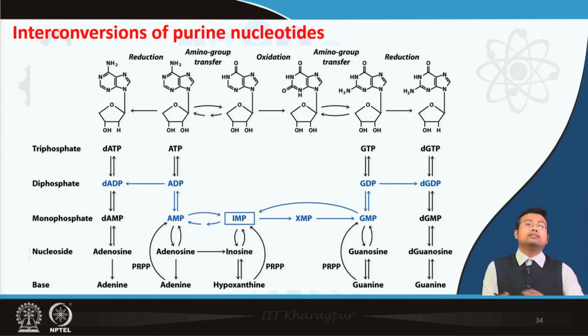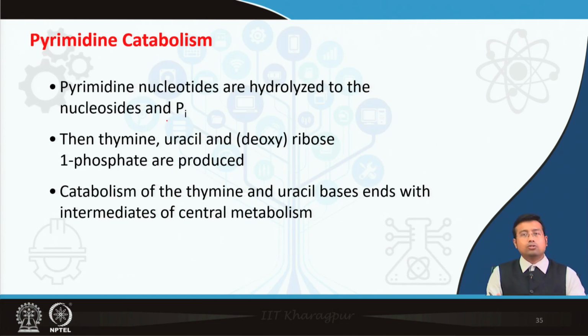Okay. And just as a revision, I hope now you can easily understand the conversion of multiple purine nucleotides in a similar way. You can just place the central synthesis of IMP by de novo synthesis, and relate how those are interconverted into each other. Okay. So, finally, we come to the last phase of the discussion, that is pyrimidine catabolism.